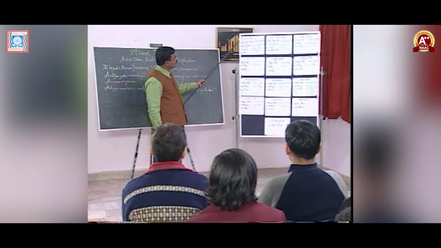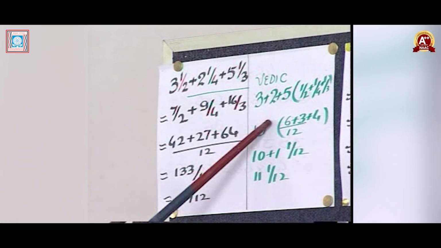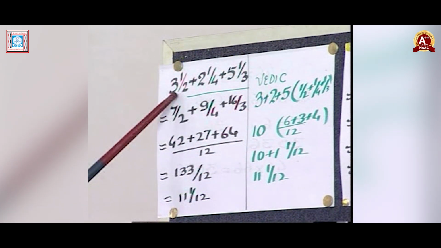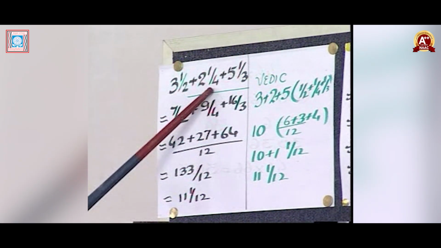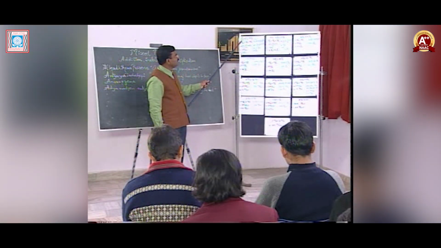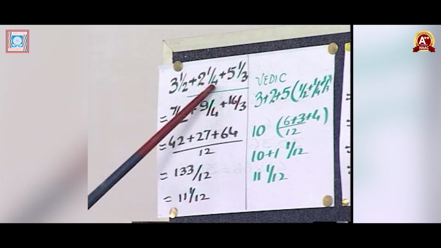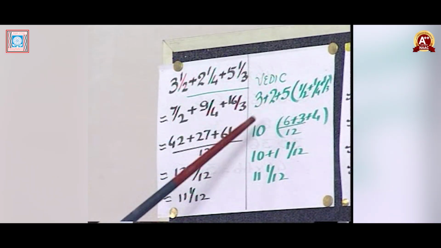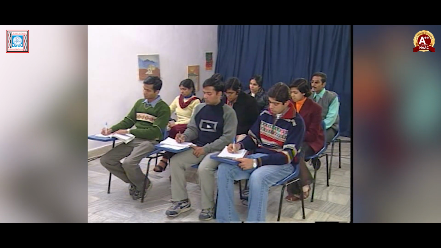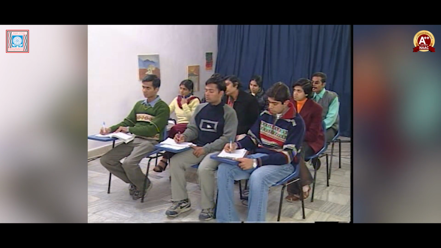But by the Vedic method, we separate the whole numbers 3, 2, 5 and the fractional values 1 by 2, 1 by 4, 1 by 3. The sum of the whole numbers 3, 2, 5 is 10. We consider only the LCM of the fractions 1 by 2, 1 by 4, 1 by 3. That LCM is, once again, 12 only.